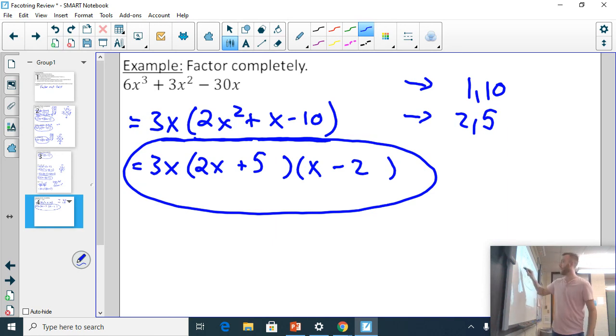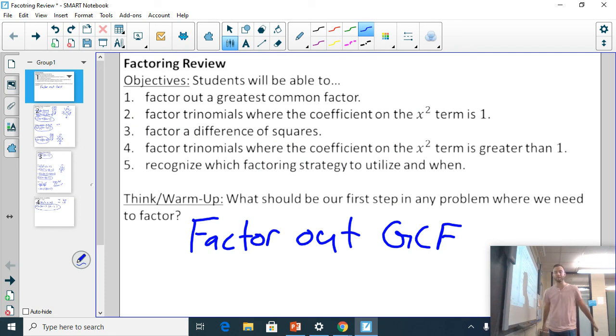So that should do it for our factoring review. I know it was quick, and I know we just pounded out some examples, but I think at this point, that's just kind of what we needed. After Wednesday, we will move on to functions.